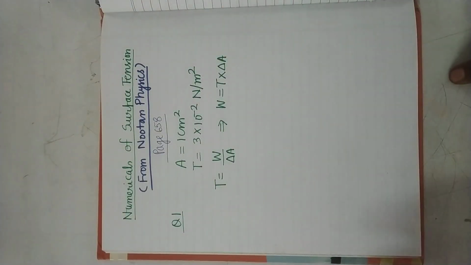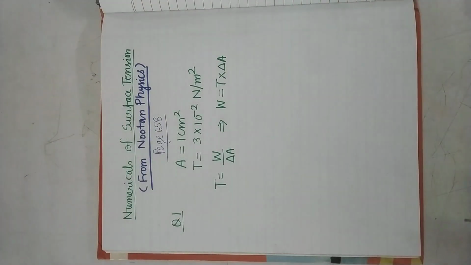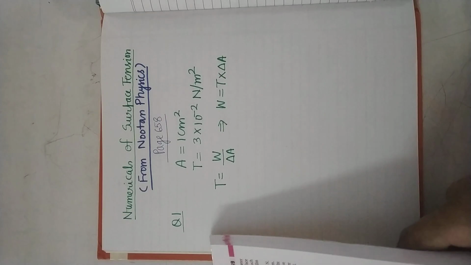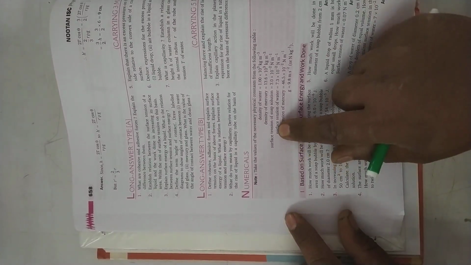How much work will be done in enlarging the surface area of a soap bubble by 1 centimeter square? It is clear. Means you have to increase the surface area of the soap bubble by 1 centimeter square. Here the surface tension of the soap solution is given. At the top, you can see the surface tension of soap solution is 3 into 10 to the power minus 2 Newton per meter. This value will be provided in the examination.